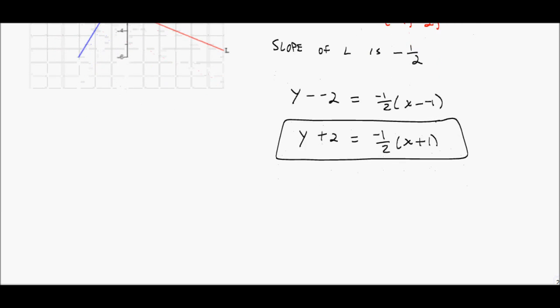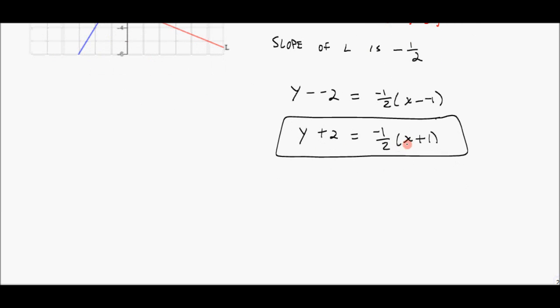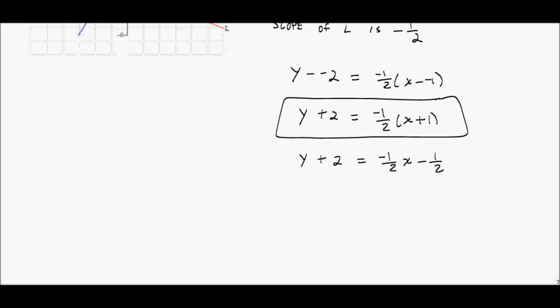We need the slope-intercept form, which means we just need to solve this for y. First thing we'll do is distribute the -1/2 through the parentheses. So this becomes y plus 2 is equal to -1/2 x minus 1/2, right? -1/2 times a positive 1 is -1/2. What next? I'm going to subtract 2 from both sides. So we get -1/2 x, and then it's going to be -1/2 minus 2. Let's write this as 2/1.